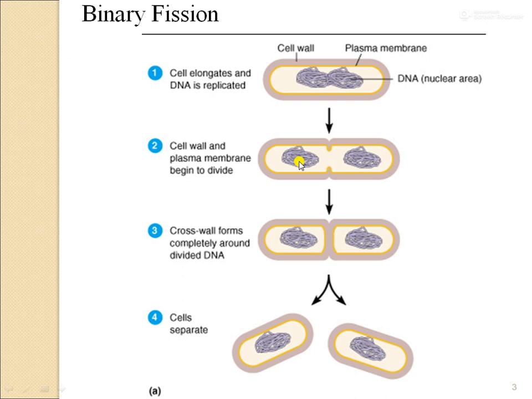In the second step, the DNA gets completely replicated and separated, and the cell wall and plasma membrane start to divide the cell into equal parts, and the cell starts to form a septum in between the cells. In the third step, a complete cross wall is formed which divides the DNA into two different segments, and in the fourth step there is a complete cell separation giving rise to new cells, new replicas of the mother cell.